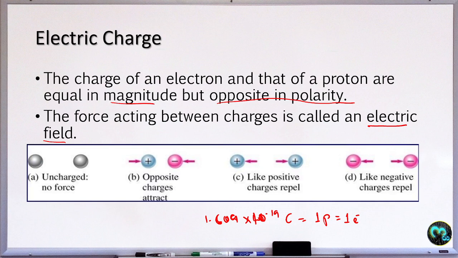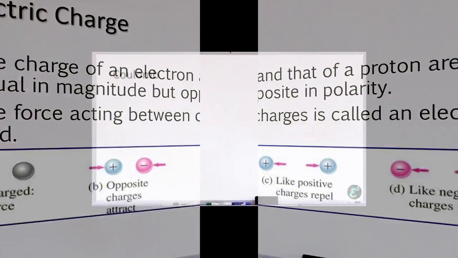So either that is attraction or repulsion. So kapag attraction, they are different polarity. Kapag repulsion, repelling, so they are like polarity. So positive, positive, so they will repel. Negative, negative, hindi sila maglalapit, maglalayo yan. But positive, negative, or negative, positive, so that will attract each other. So yan yung concept of electric charge.